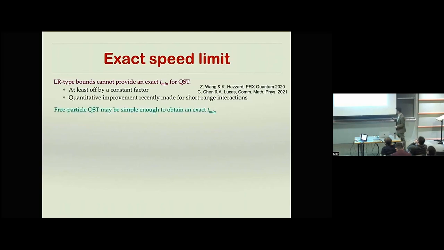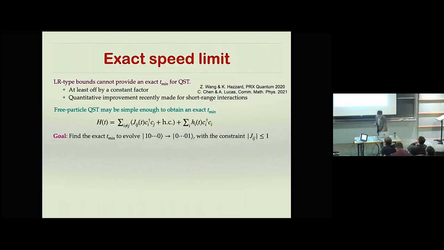But the hope is that since we're only considering a free particle limit, maybe it's simple enough for us to obtain an exact bound, especially for the quantum state transfer here. So the goal is pretty simple. Given this Hamiltonian, we want to evolve the initial state with a 1 on the source qubit and 0 everywhere else to a state where the 1 now appears in the target qubit. It doesn't matter where the positions are because the system is fully connected. We want to find the minimum time. And the only constraint is that this hopping strength, which comes from the interaction strength, is smaller than 1.